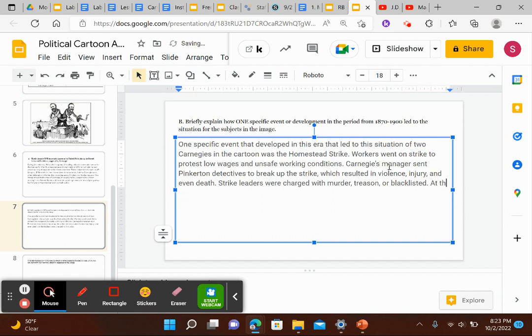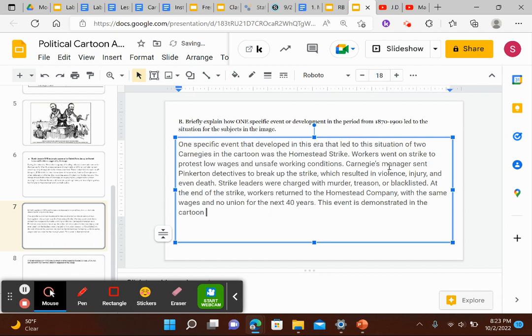At the end of the strike, workers returned to the Homestead Company with the same wages and no union for the next 40 years. This event is demonstrated in the cartoon with Carnegie notifying workers that wages would be cut.